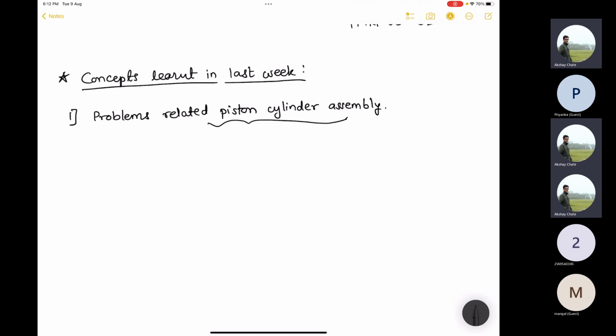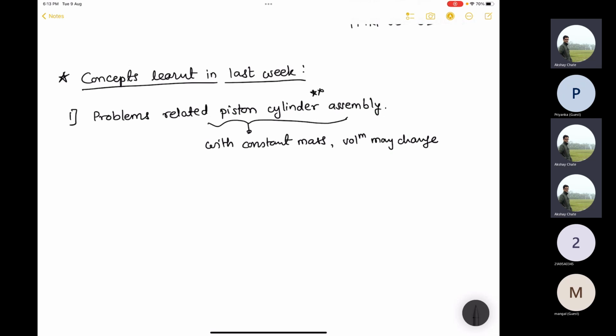Actually, this piston cylinder assembly is essentially a closed system. At this point, you have not learned energy interactions and all; maybe that will come in the next week. So for now, let's just say this is a system with constant mass, and volume may change, or it may be constant. So essentially you are studying systems having constant mass throughout the number of processes that they undergo.